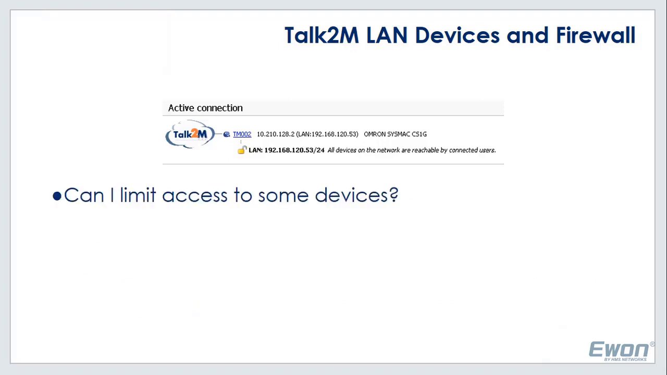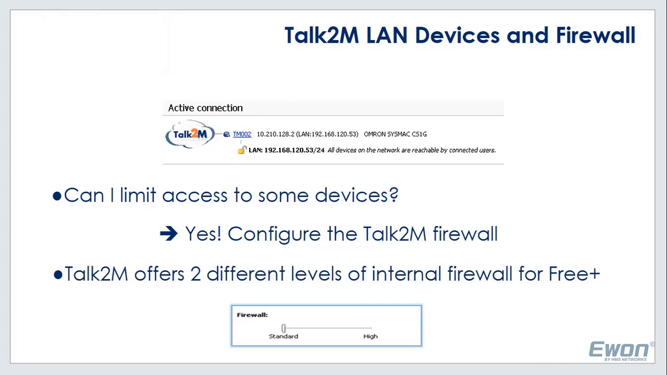However, what if I only want some of the equipment to be accessible? It may be that several pieces of equipment need to be on the EWAN's LAN, but for safety or security reasons, only some of those devices should be accessed remotely. Or perhaps a device should only be accessed remotely on a specific port or by a specific protocol. Using the Talk2M firewall settings, you can restrict access to devices behind the EWAN.